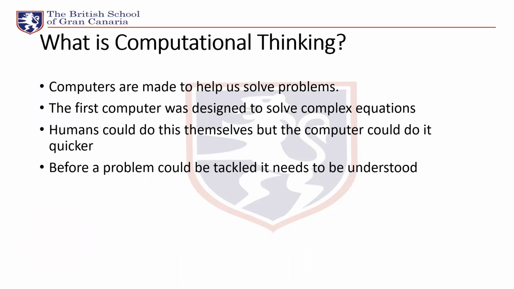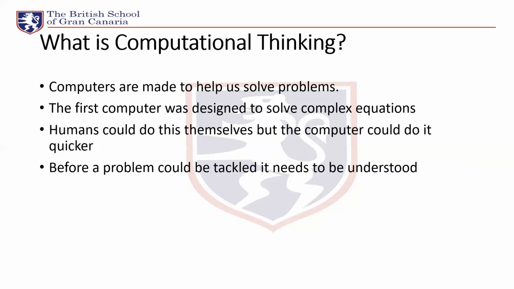Well, computers are made to help us solve problems. So the first computer that was designed was mechanical. It wasn't like they are now. And it was designed to solve complex equations. So what somebody did was engineer a computer to solve these complex equations, because they knew the formula, they knew how to do it exactly, but it took time for humans. And then they thought they would make a computer to solve them quicker.